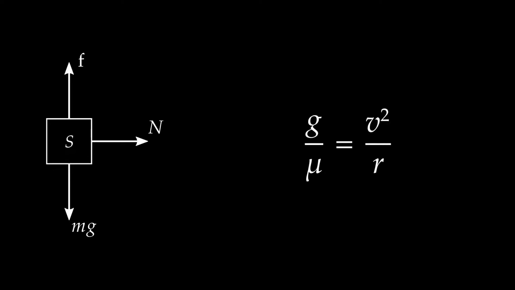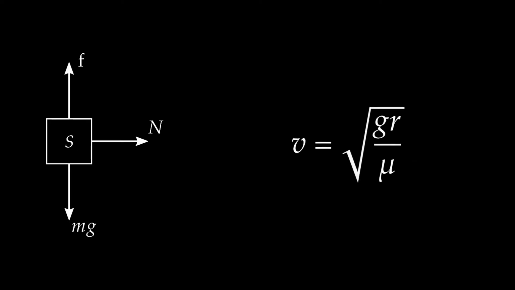It's a little amusing that it looks very similar to the previous result of the vertical loop, but with just a little bit of mu thrown into it. And so that's the speed that the ride must go around in order to provide for the circular motion.